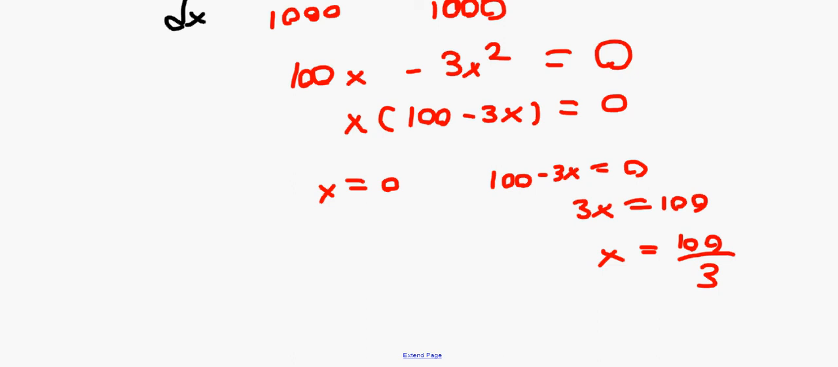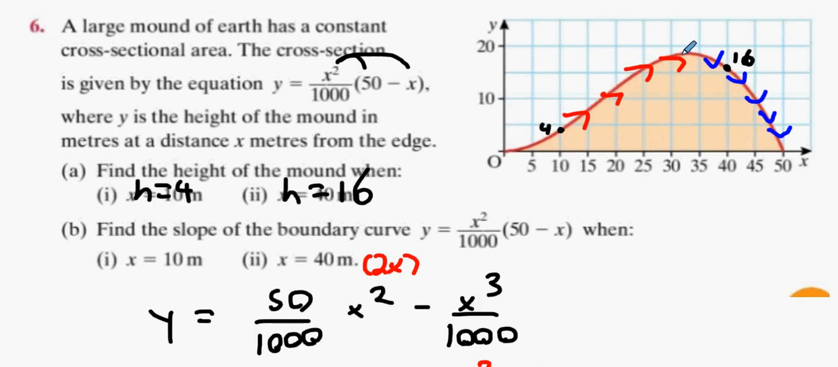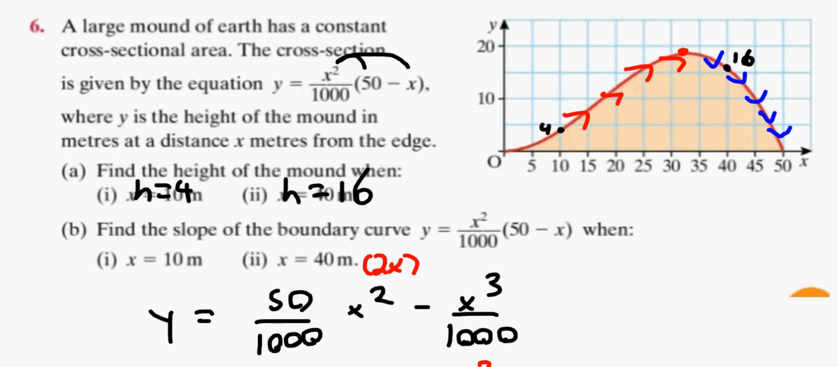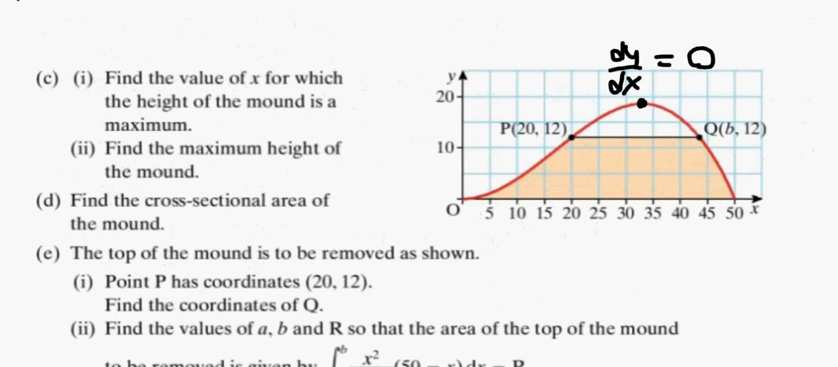Now you can look back up on your graph. Is the maximum roughly at 33? It is, isn't it? So we're actually quite happy with that answer. It's exactly where we're expecting it to be. Who got that part out? Alright, easy money. Good man.